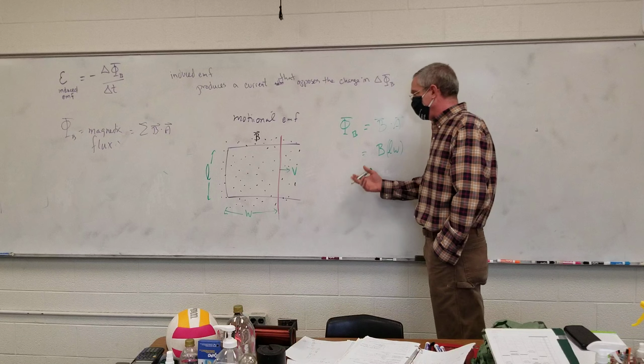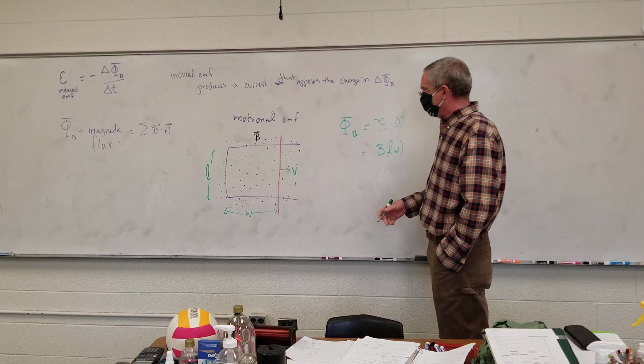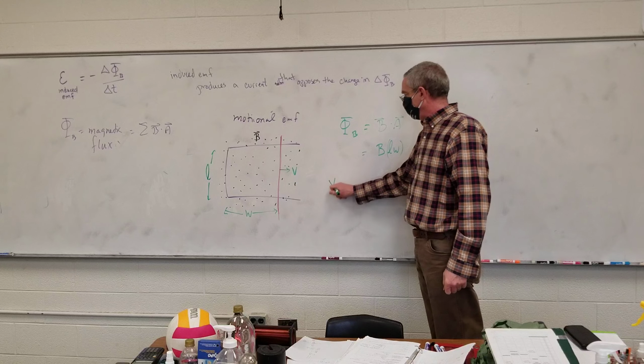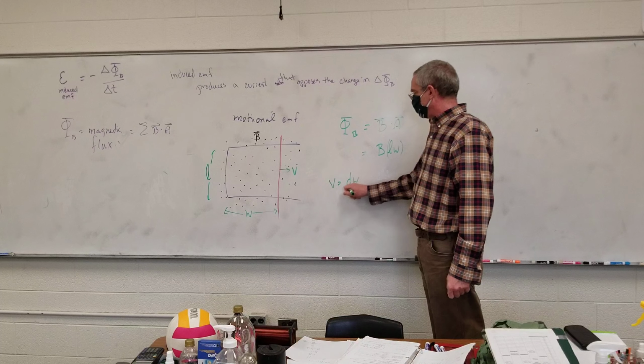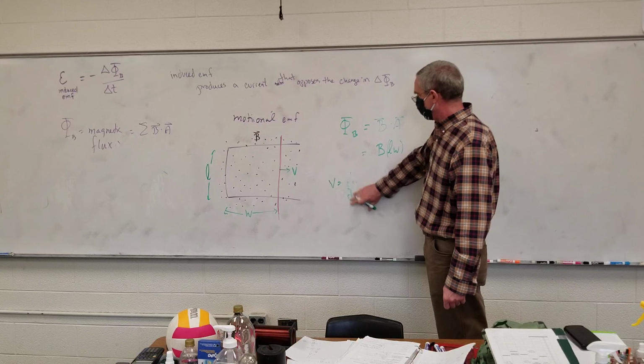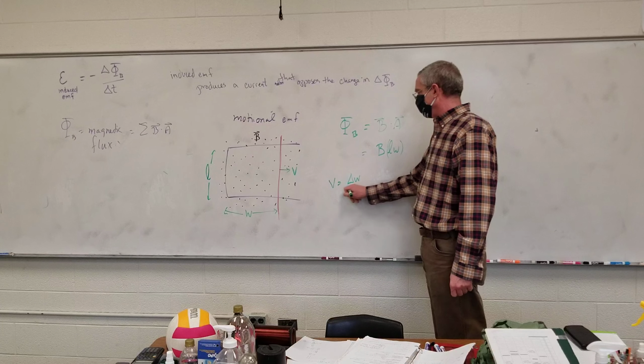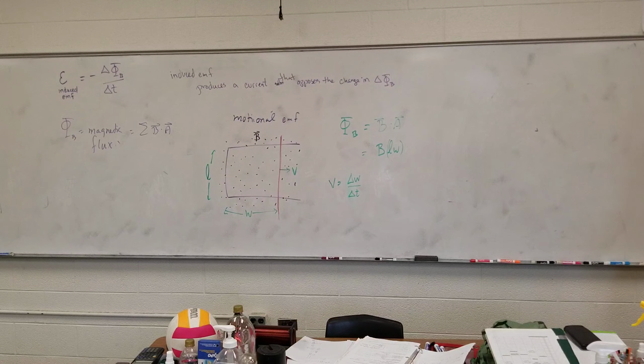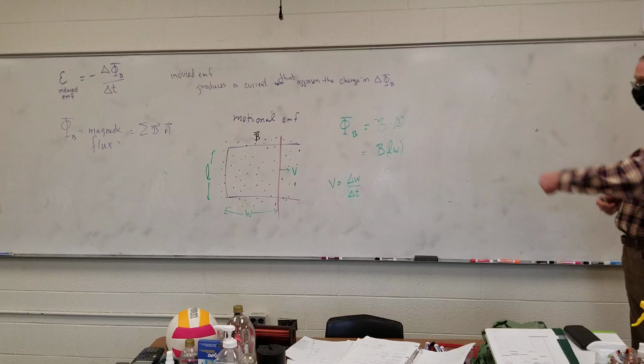So my speed here, let's assume it's constant. My speed is just the change in distance over change in time. So V is equal to delta W over delta T, with W just being the distance from the left end to where the red wire is.